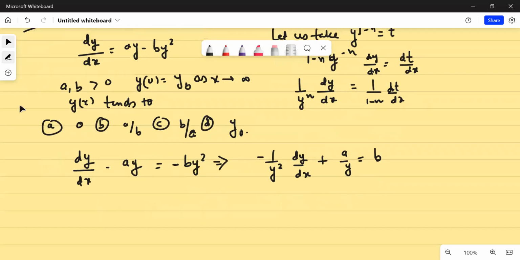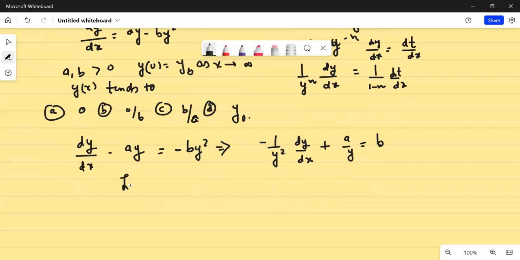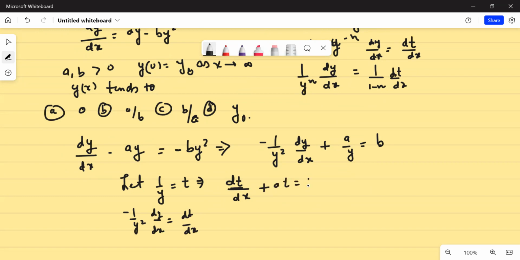And now here I can replace, I'll take let 1 by y is equal to t. If I take 1 by y equals t, minus 1 upon y square dy by dx will be simply dt by dx. I think this is clear. If you differentiate on both sides, you will get this. And the remaining one is a into t is equal to b.